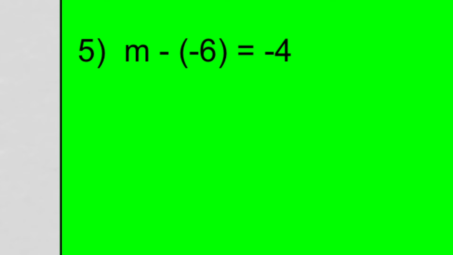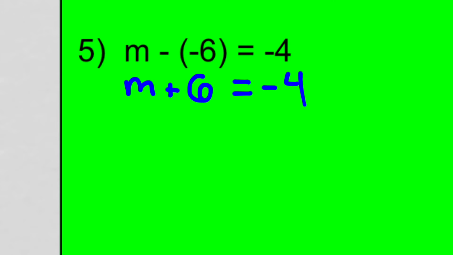Okay, number 5, m take away negative 6 is negative 4. Now again, we want to get the m by itself, but beside the m, we have this tricky situation here, m minus negative 6. Well, if we remember back to integers, when you are subtracting a negative, that's the same as adding a positive. So think of this as m plus 6 equals negative 4. And now do what we were doing before.